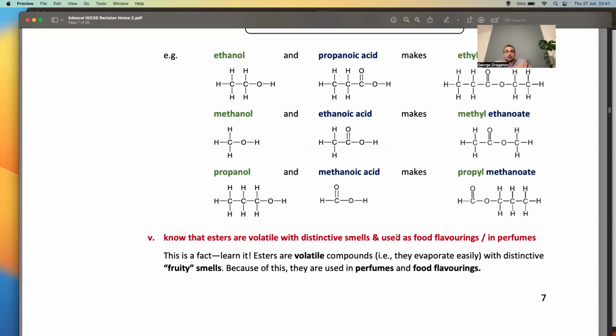So that completes the esters. So carboxylic acid plus alcohol makes ester plus water. And the one thing left for you to do next will be polymers. So we're going to go over addition polymers and condensation polymers.